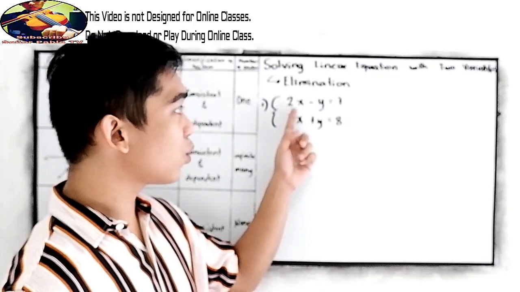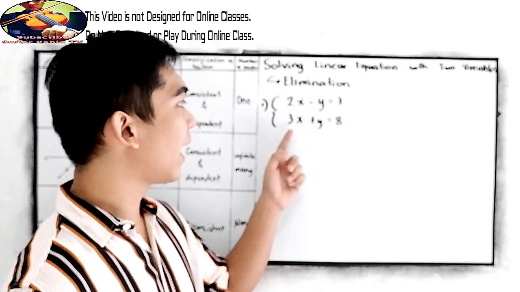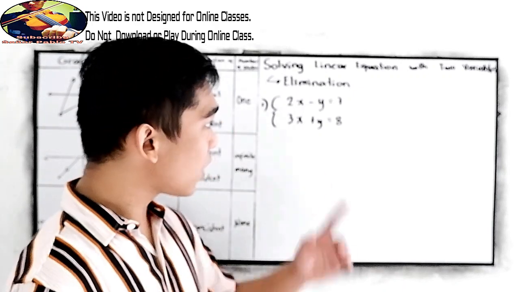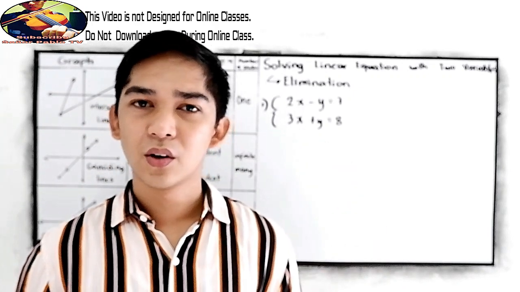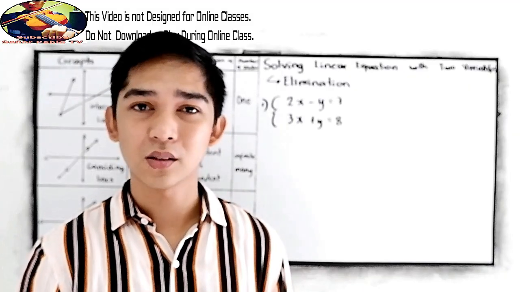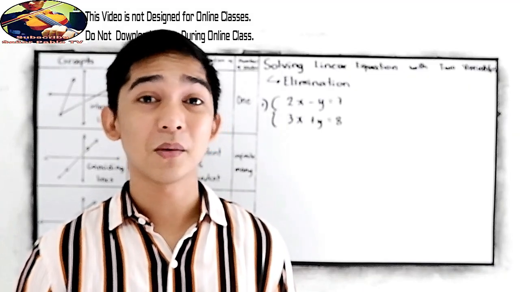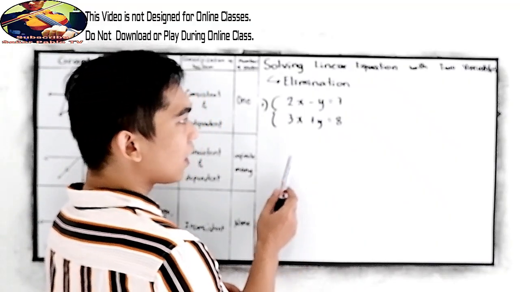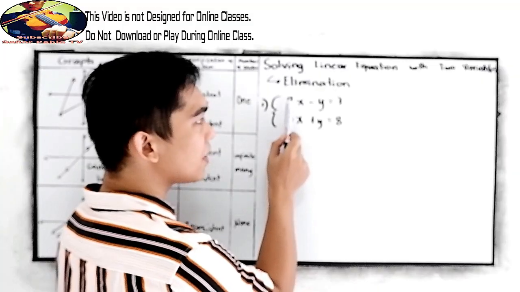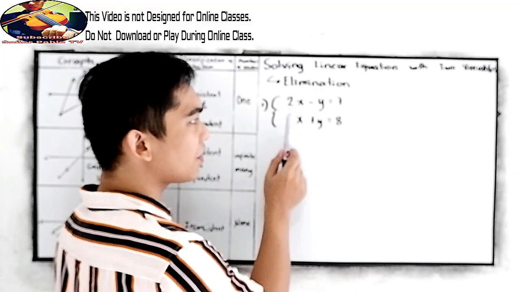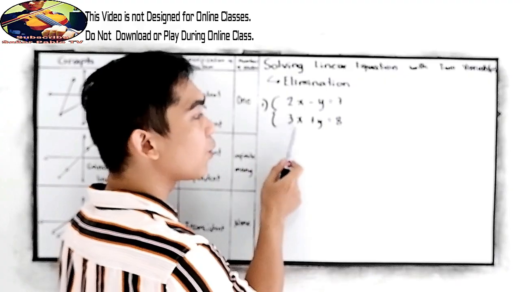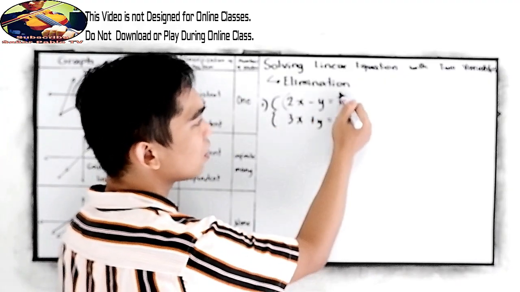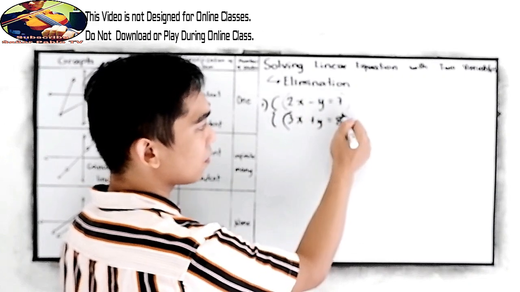Our equation 1 is 2x minus y is equal to 7, and the second equation is 3x plus y is equal to 8. So since we are in the elimination method, we need to eliminate one of our variables. Let's say we're going to eliminate our x. So our goal is the coefficient must be the same. In this case, they are different, 2x and 3x. So all we need to do is to make them the same.